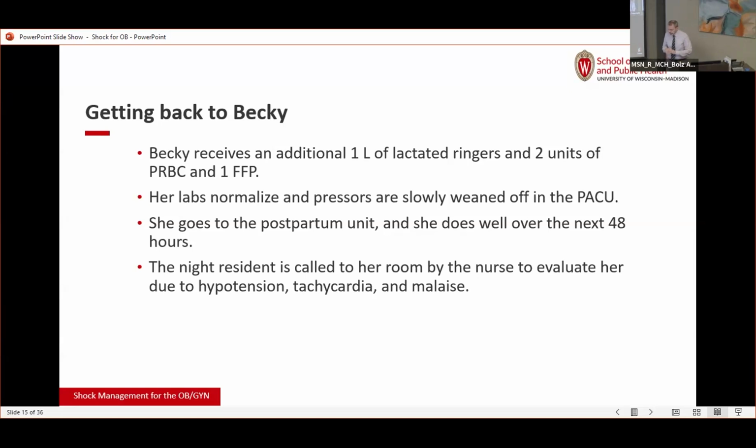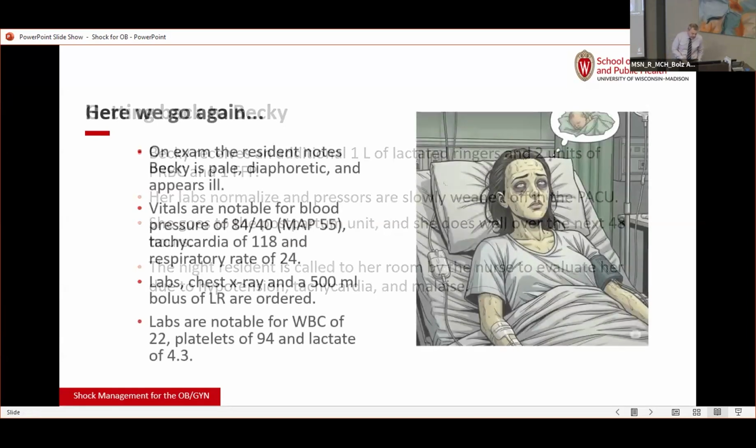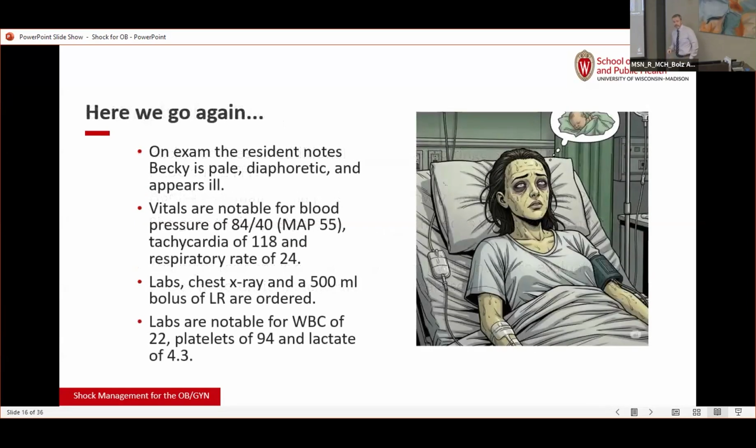Well, the night resident got called to her room 2 days later. Hypotension, tachycardia, and malaise. Oh man, Becky's having a rough go.